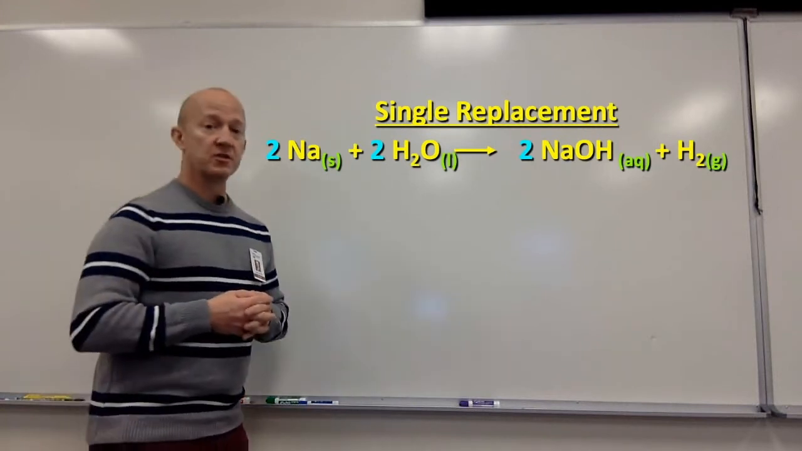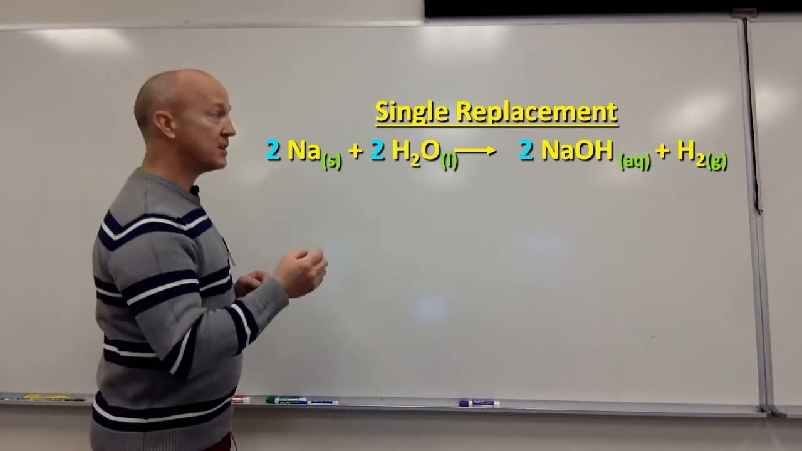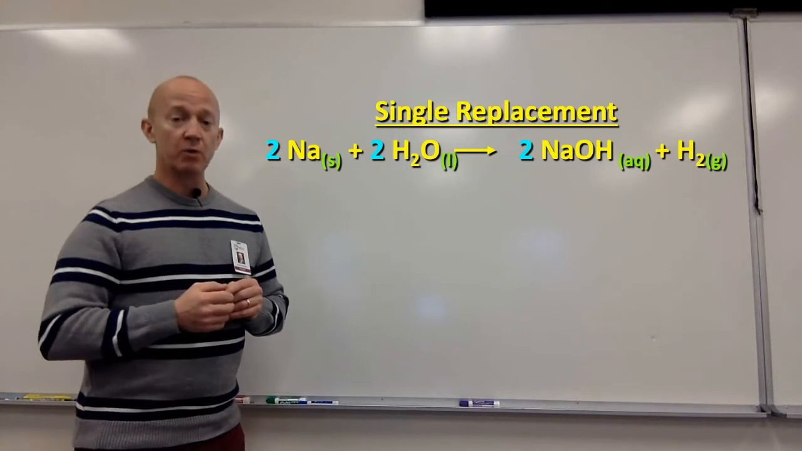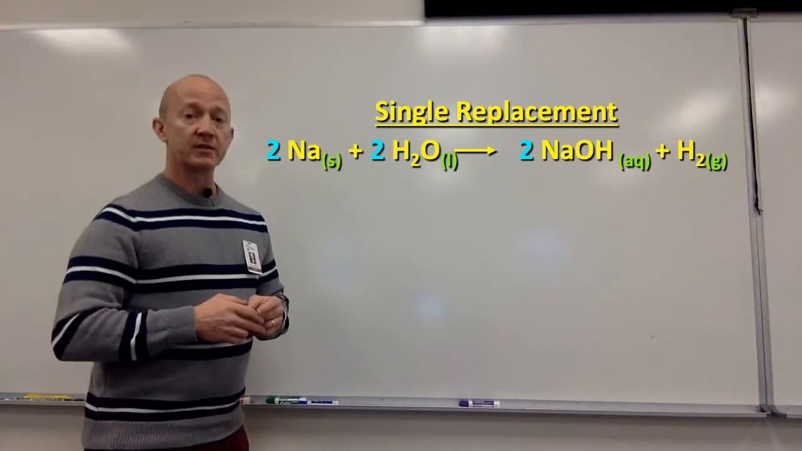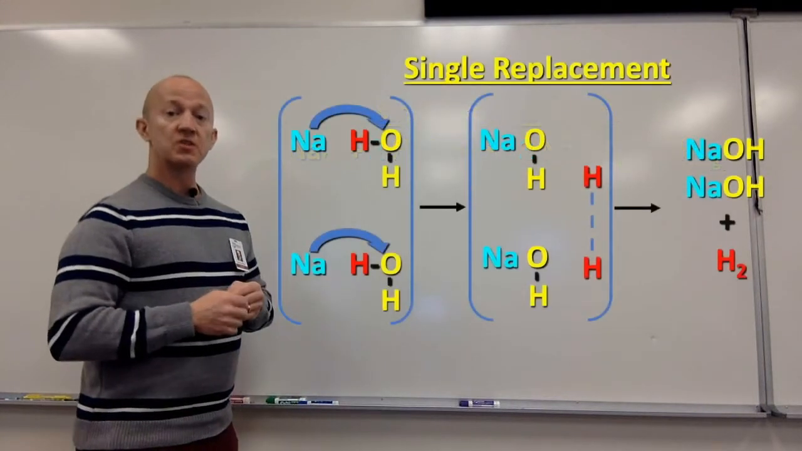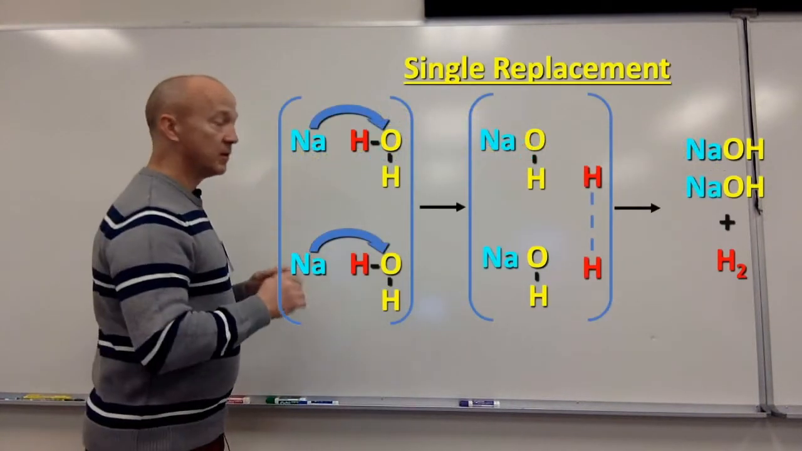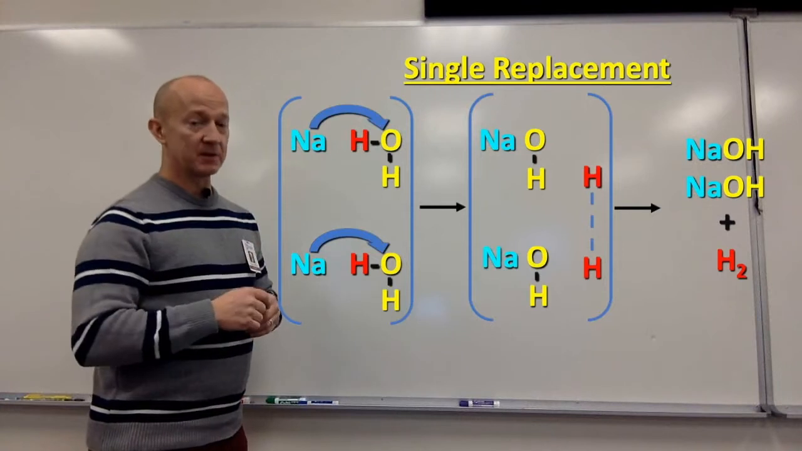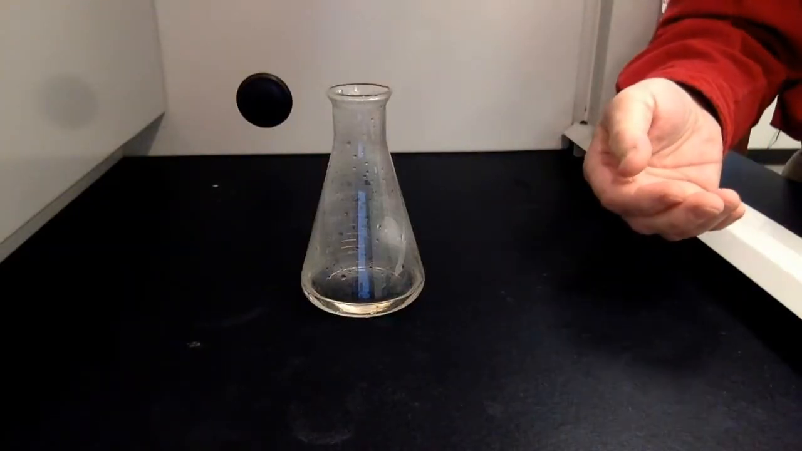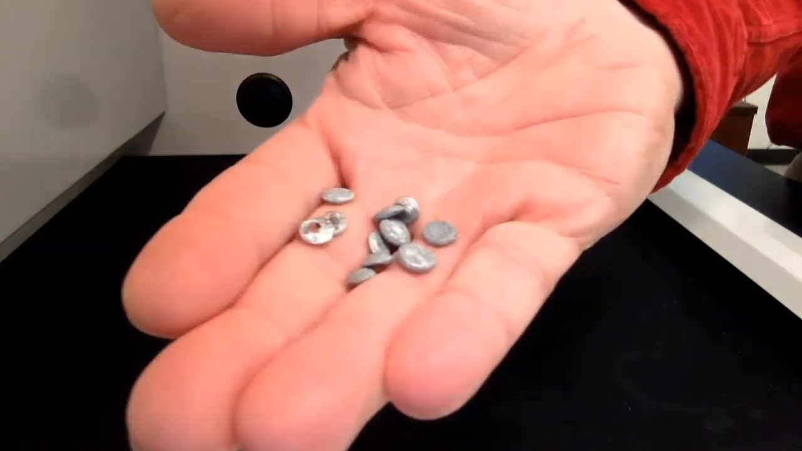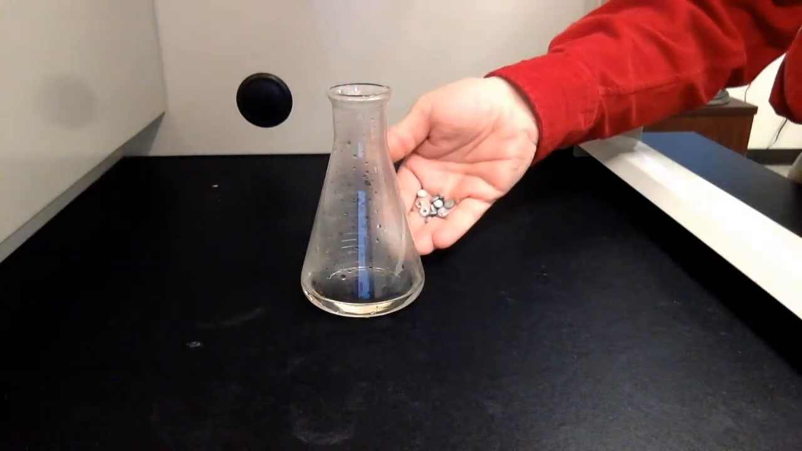In this reaction, the sodium actually replaces a hydrogen in the water and forms sodium hydroxide. The other product is hydrogen gas. You can see how one element, sodium, replaces another element, hydrogen. Single replacement. Here's a single replacement reaction involving zinc metal and hydrochloric acid.